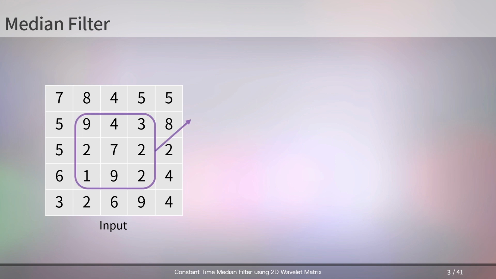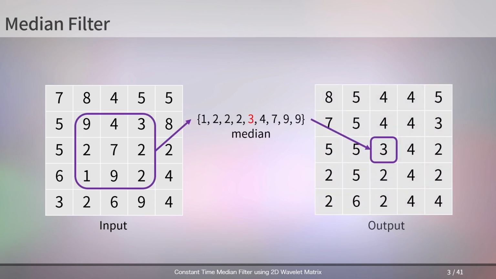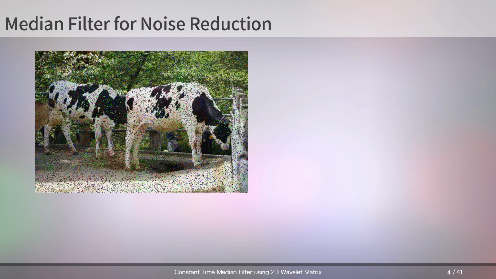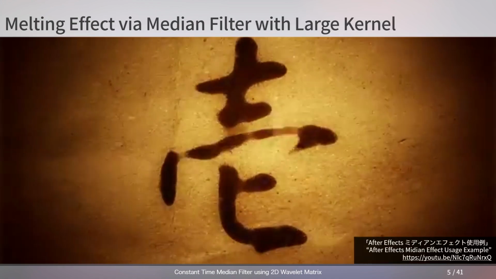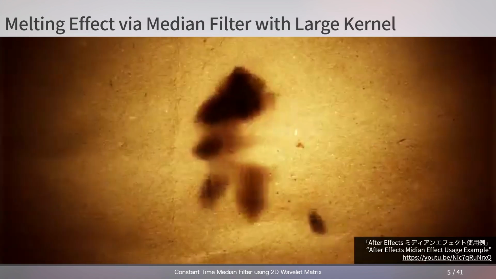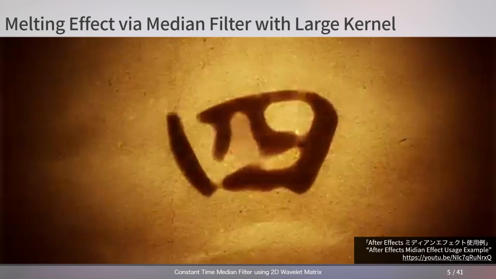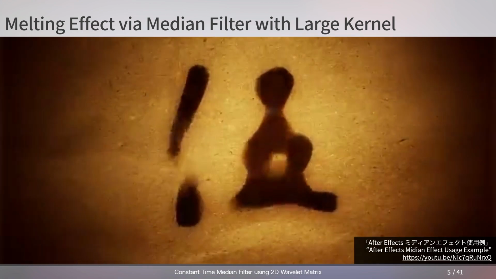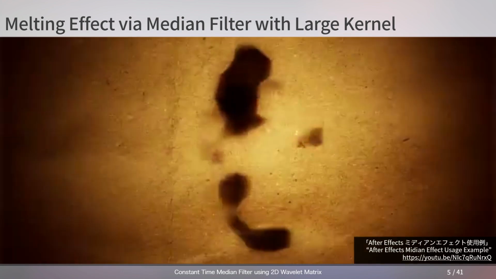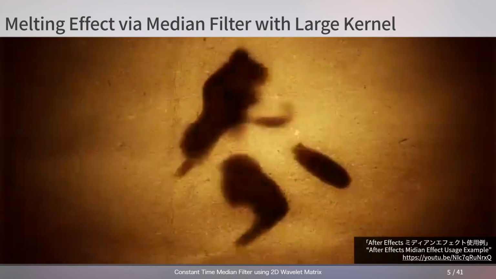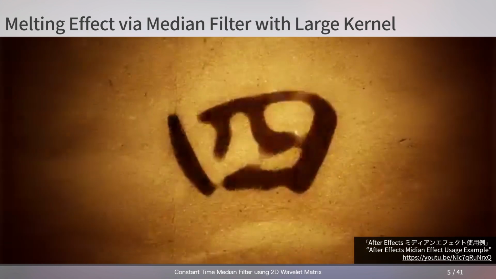A median filter is a filter that takes the median of regions. It is a classical denoising filter, and it is often applied as a skin beautification filter. Also, creators often use median filters for melting effects, as a simple method available in any software. In this case, we filter with a very large kernel size, which is conventionally very expensive.